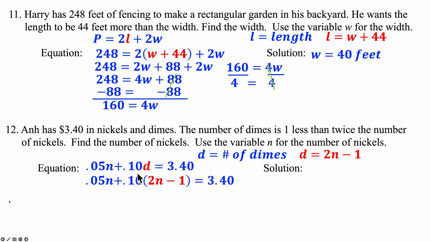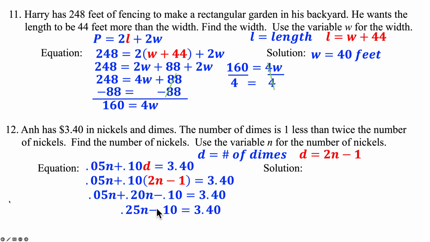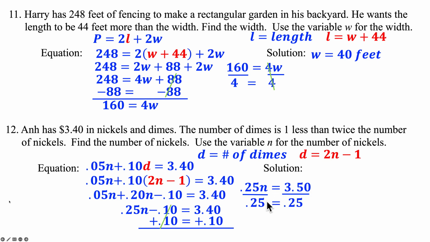Distribute in the 0.10. That gives us 0.20N minus 0.1. You can combine the N terms to 0.25N. Now solve for N, add over 0.10. That's going to give us 0.25N equals 3.50. Divide by 0.25. And again, because we're talking about a physical object, there should be no decimal answer here. N comes out to be 14, so there are 14 nickels.